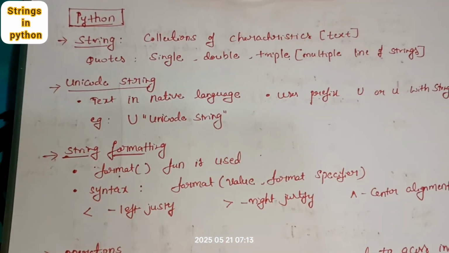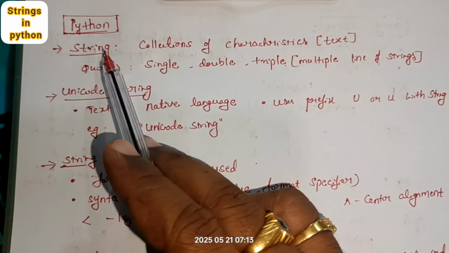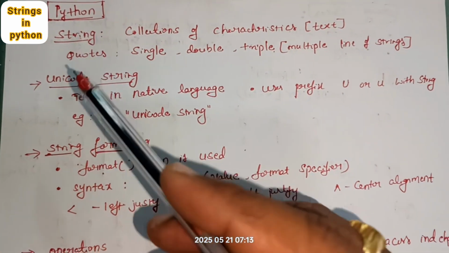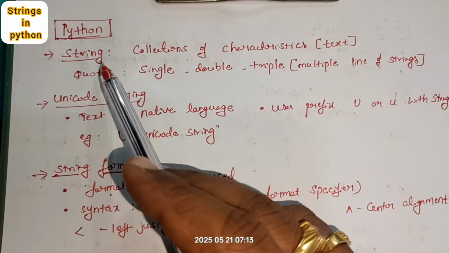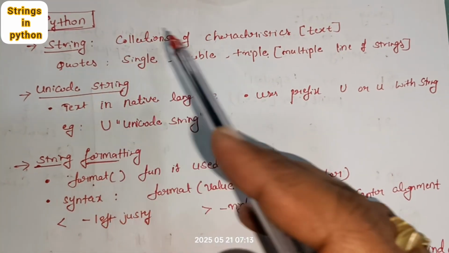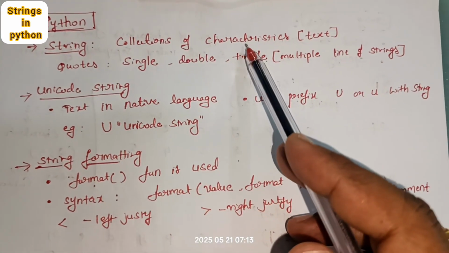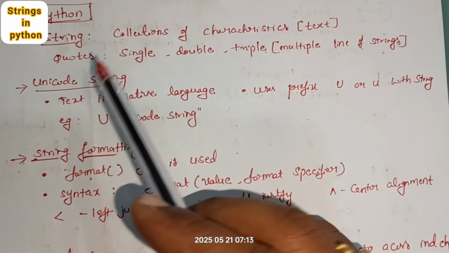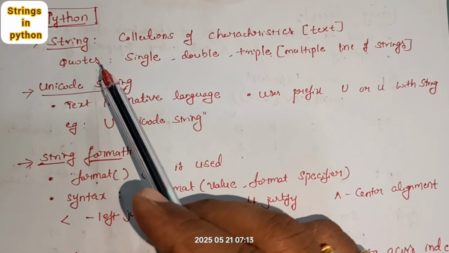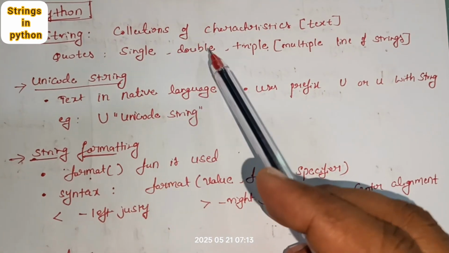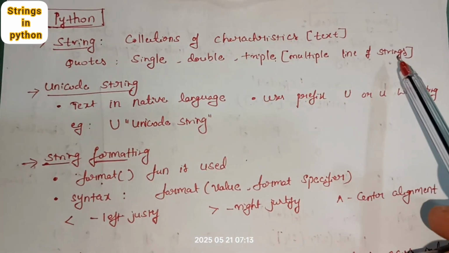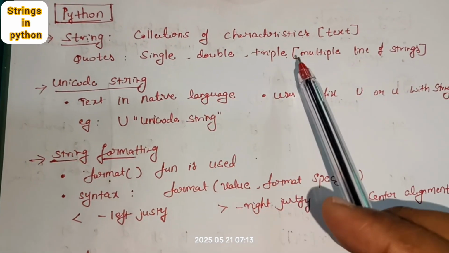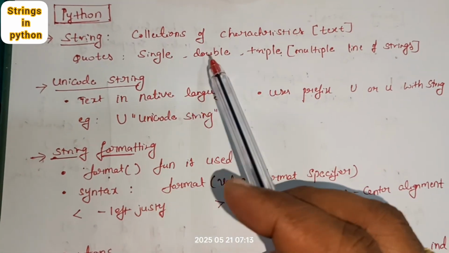So in this video we are going to see Python programming. In that Python programming we'll see about strings. First we should understand the string definition. That is a collection of characters, consisting of some text format. It is represented using quotes, like single quote, double quote, and triple quote for multiple lines of strings. That is triple for multiple lines, and single and double.